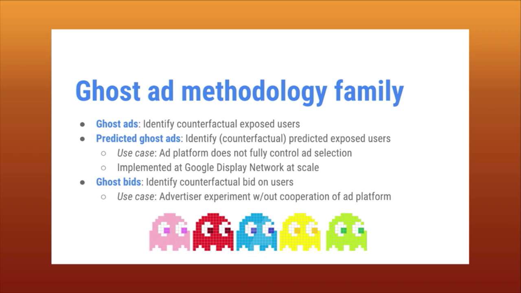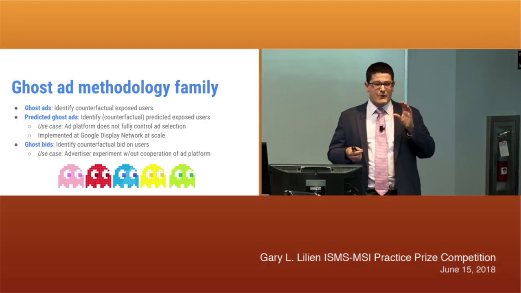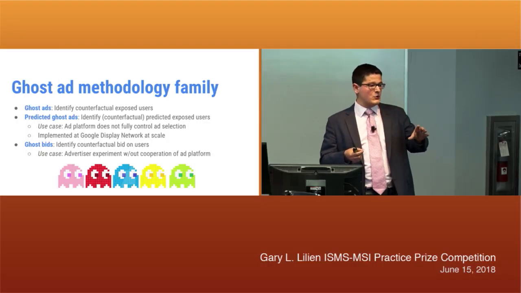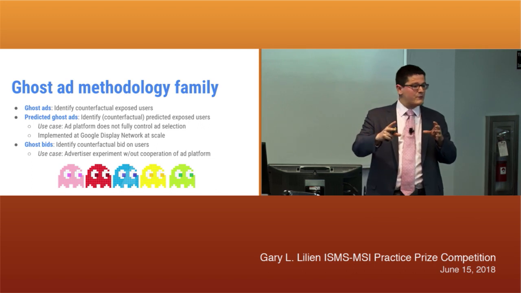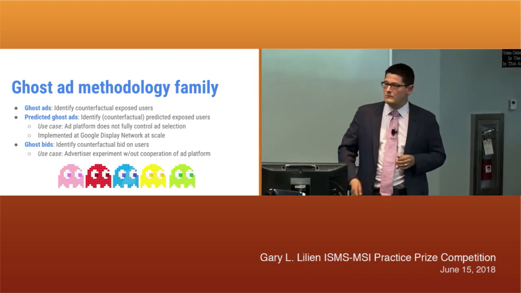And ghost bids is notable because, as I mentioned before, ghost ads, and actually predicted ghost ads, require the cooperation of the ad platform. Now, if you're an advertiser and you don't have that cooperation, or you don't trust the ad platform, then there's a way that you can run this logic by yourself, and that's simply by comparing the people that you bid on in the treatment group to tracking the people that you would have bid on in the control group.